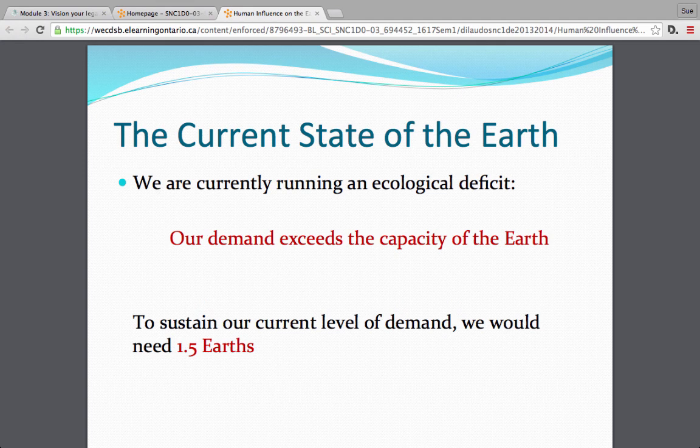So if we wanted to sustain our current level of demand, we would actually need 1.5 Earths to do that. And since, of course, it's not possible to add on an extra half an Earth, we're left with a little bit of a dilemma. The way that we're living and using the Earth's resources, we are really exceeding what the Earth can provide, and we're exceeding by about half an Earth.